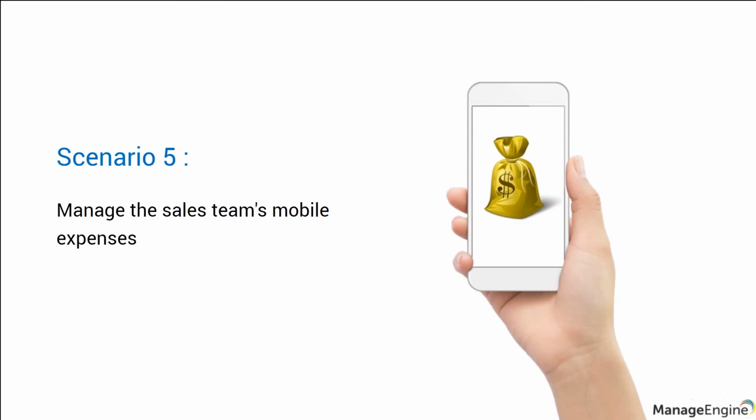This is another very common scenario wherein sales teams deployed across different borders use their mobile devices for calls, messages, and accessing internet. And apart from that, there might be apps running in the background that consume network data. This can sometimes lead to very high mobile bills that have to be handled by the company. Companies need a solution that can regulate these expenses. Let's see how Mobile Device Manager Plus can solve this problem.